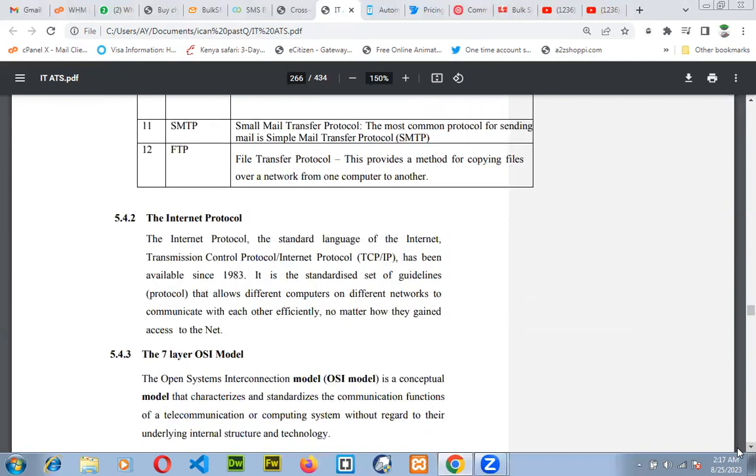So Internet Protocol, that's the IP, the standard language of the Internet. Transmission Control Protocol/Internet Protocol, that's TCP/IP, has been available since 1983. It is a standardized set of guideline protocols that allows different computers on different networks to communicate with each other efficiently, no matter how they gain access to the net.